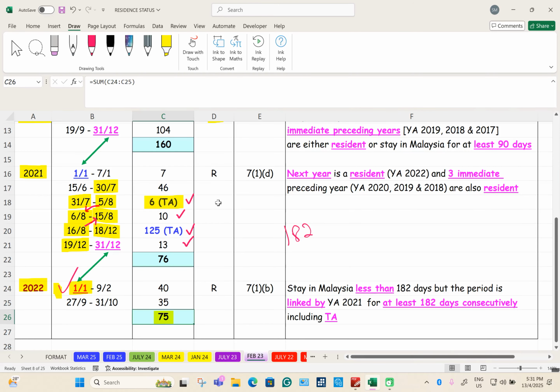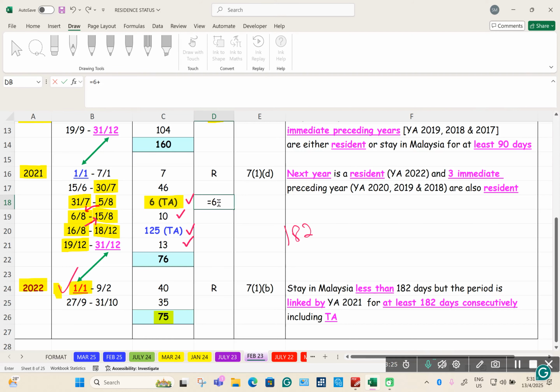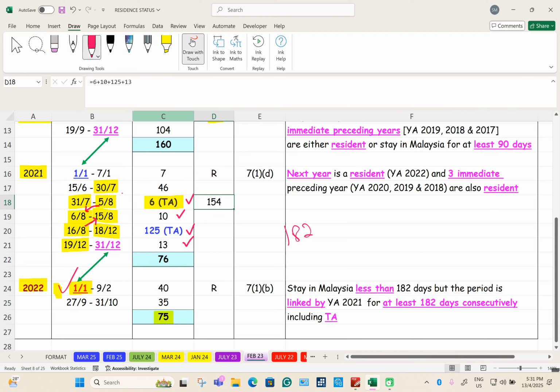Okay. How many days already, guys? Let me calculate. 6 plus 10 plus 125 plus 13. So I got here 154. Still not enough. I need 182. Okay, what should we do? Okay, so you go up here. Make sure period consecutive. 30 to 31st July consecutive. So another 46 days. Guys, let me calculate. Okay, plus 46 days. Guys, I got 200. More than 182, isn't it? So therefore, 2022, the answer is resident.